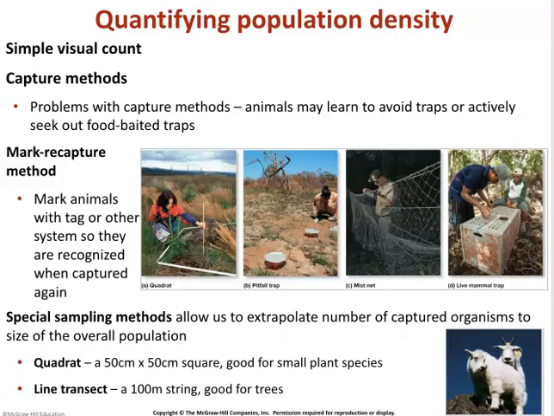We also can do special sampling, like we can use video to record how things are coming in and out of an area. And then with the sampling methods, we use different ways to measure the amount of space we're using. So we can use a quadrant, which is like a 50 by 50 centimeter square, or we can use a line transect, so 100 meters of string. That's good for trees. So there are different ways to decide what areas we're looking at and how best to measure which organisms are there.